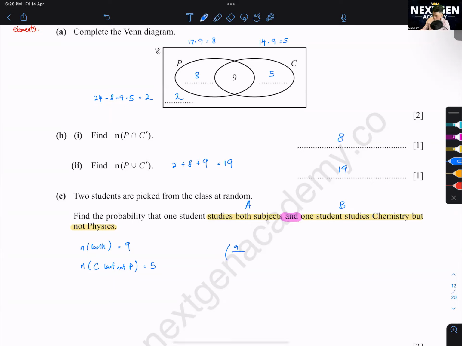9 over your total, which is 24 students, multiplied by 5 over 23. Okay, then I need to multiply it by 2. Why multiply by 2? Because I can do the other way around also. And you see here, the number here will minus because I chose 1 already. I got 1 less person in the group. So here will be equal to 15 over 92.